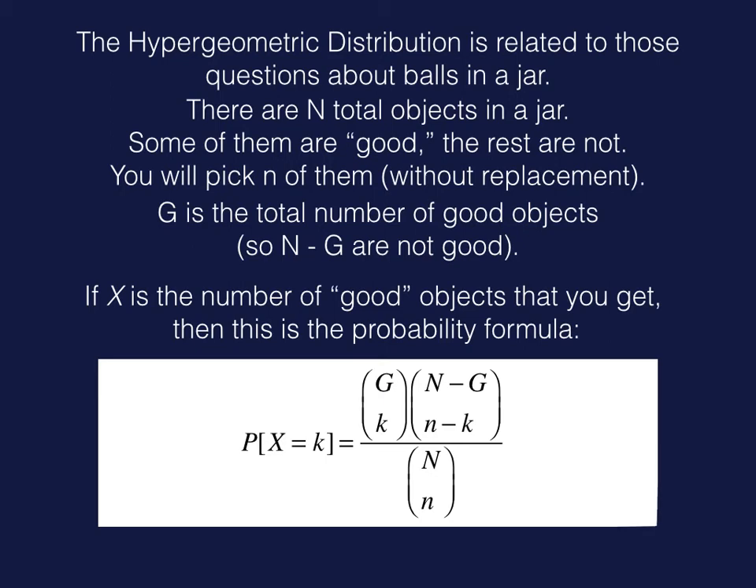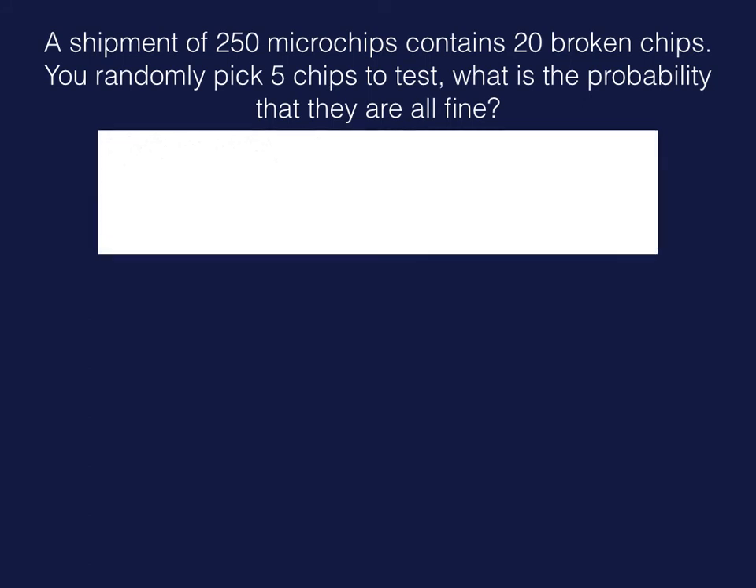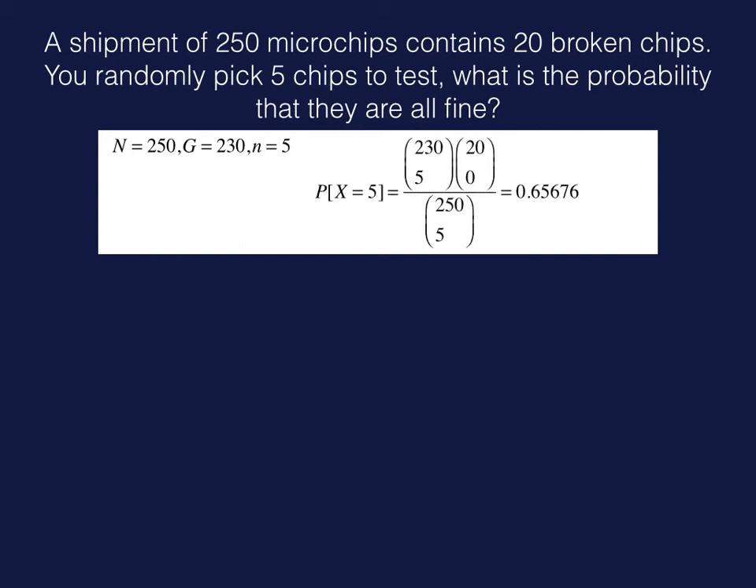Okay, let's actually use it. Say we have a shipment of 250 microchips and 20 are broken. So that means 230 are good. So that's going to be my capital G. 250 is capital N. And I'm going to pick 5 of them, so that's little n. And I want the chance that they are all fine. So the probability I get 5 good objects, if you plug the numbers in and do all the nCrs, you get an answer of about 65%.